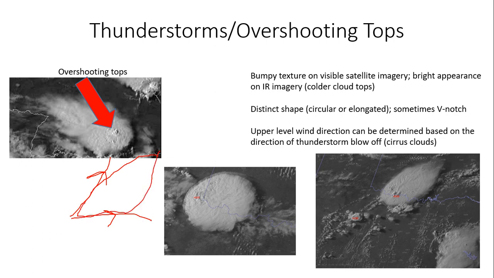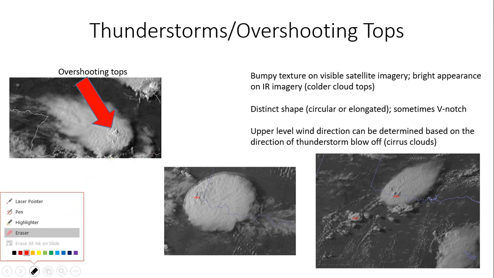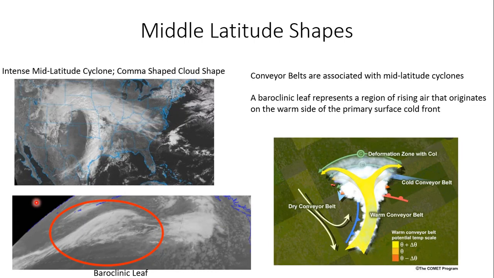Okay, and I've seen these V-notches especially prevalent in the Gulf of Mexico before. But whenever I see a V-notch shape, and you kind of see the V-notch shape here, that generally indicates a very intense group of thunderstorms. Okay, go ahead and erase this, and we'll move on. Okay, so moving on.